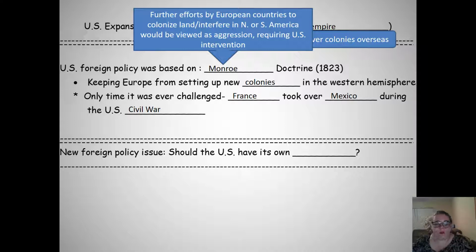So that is our foreign policy. Our foreign policy is, you don't bother us over here on our half of the planet, and we won't bother you over there on your half. So we get to police the Western Hemisphere, and we basically didn't interfere with Europe too much. Okay? Now there's a new issue. The new issue is, should the United States have its own empire? Okay? Should we go out and take our own colonies? This is what we talked about this morning, or yesterday if you're watching this in class.